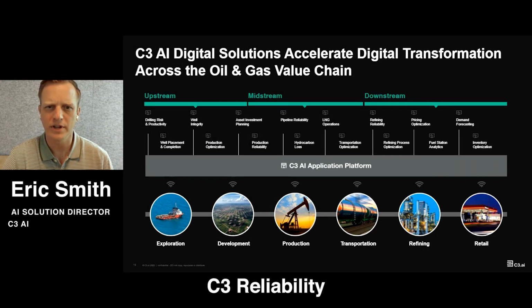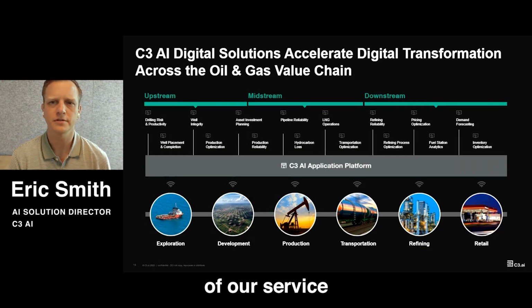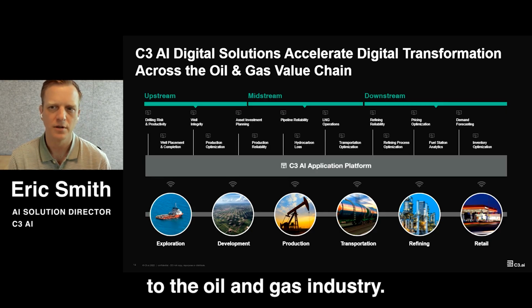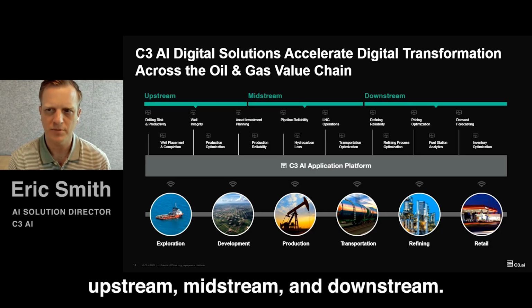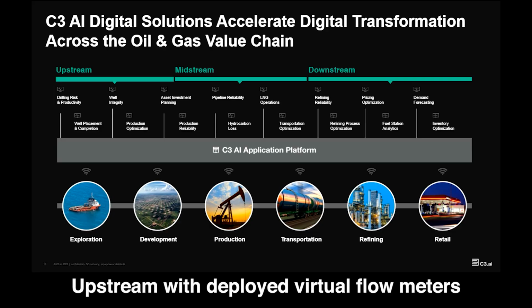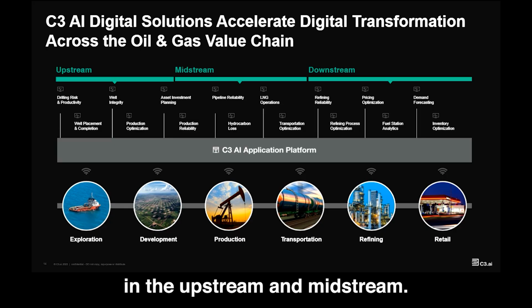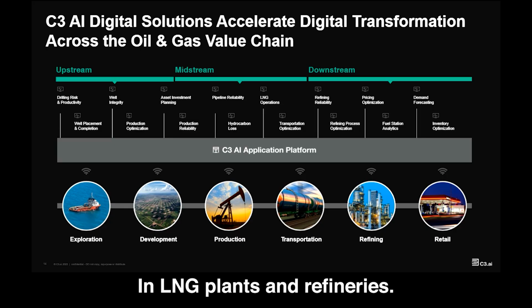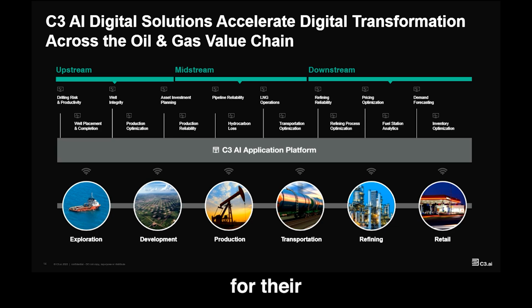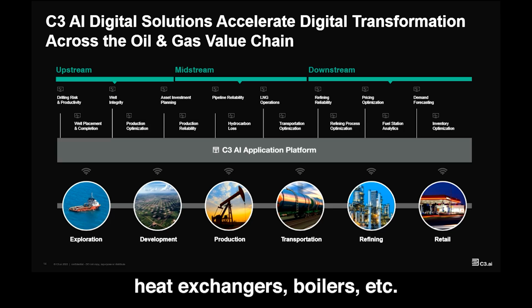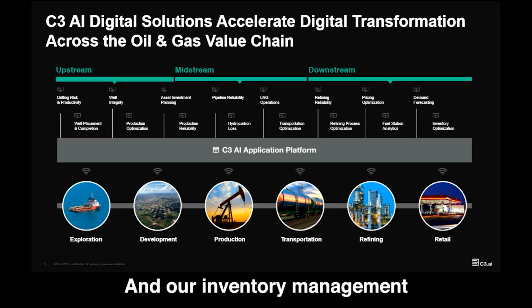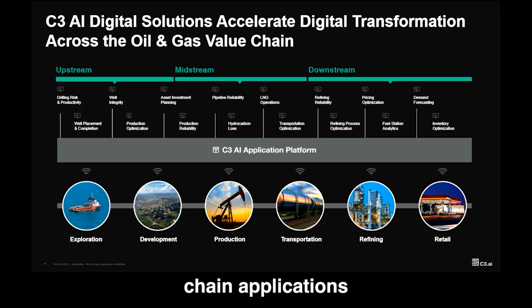The C3 reliability is a significant part of our service to the oil and gas industry, but there are many offerings upstream, midstream, and downstream. Upstream, we've deployed virtual flow meters, we've performed production optimization in the upstream. In midstream, we can offer leak and restriction detection for pipeline integrity monitoring in LNG plants and refineries. We offer tools like what we've talked about today for their rotating equipment, heat exchangers, boilers, etc. And our inventory management and supply chain applications serve the downstream and retail industries.